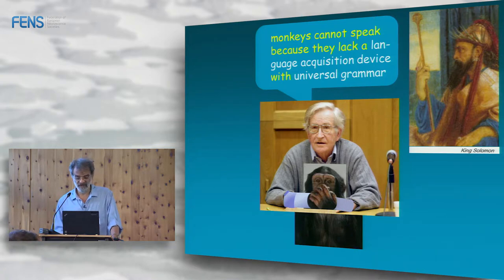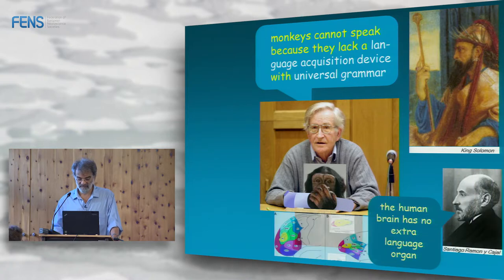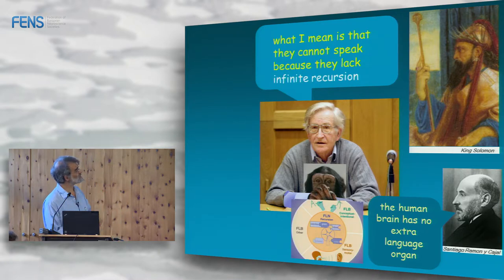So this proposal was in sharp contrast to what people already knew from classical neuroanatomy from the time of Ramon y Cajal, that no extra device is seen in the human brain that is not in the brain of our close relatives, at least. So there was really a change of position on the part of theoretical linguistics into a new proposal that what distinguishes the human brain is not really an additional device, it is something more abstract, a process, maybe some kind of software that at least at some point Chomsky and colleagues have called infinite recursion.